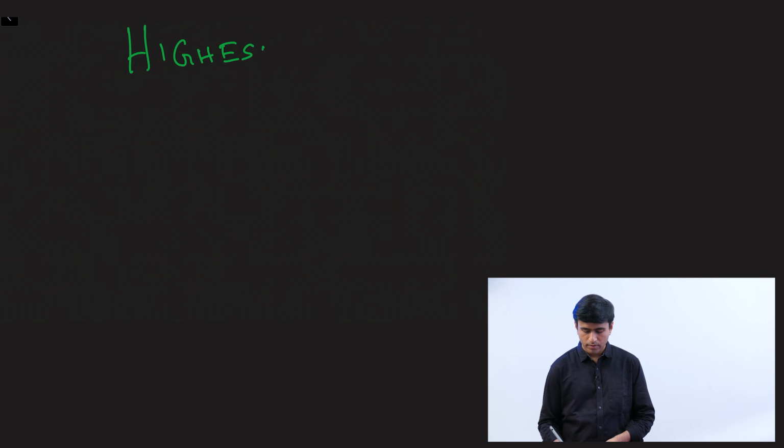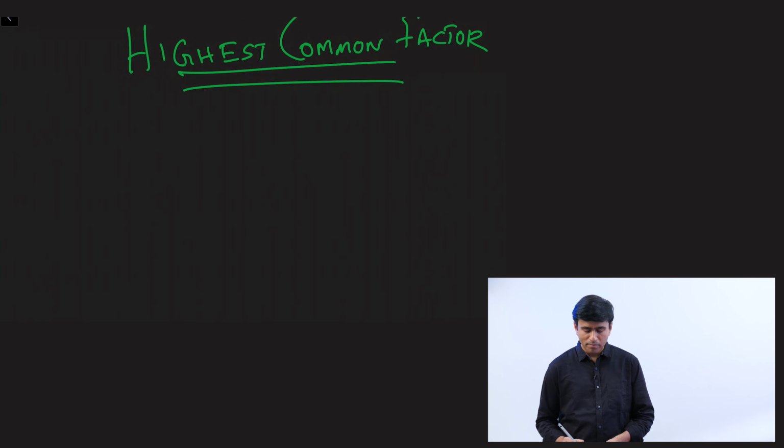Highest common factor. There are three methods to find HCF of given numbers. First method is called the factor method.